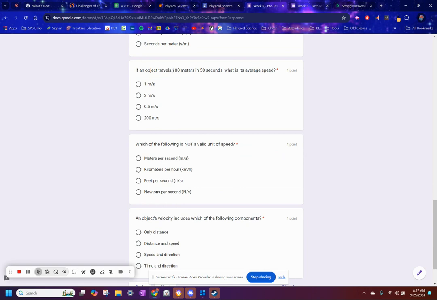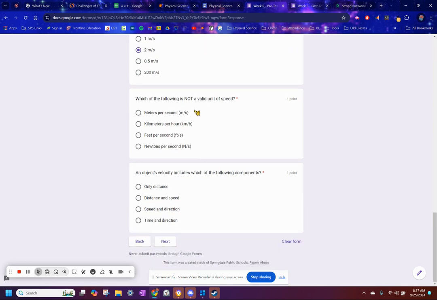If an object travels 100 meters in 50 seconds, what's its average speed? Distance divided by time. 100 divided by 50. 50 can go into 100 two times, so 2 meters per second. Which of the following is not a valid unit for speed? We need a distance divided by a time. That is a distance divided by a time. Yes, that's in. We haven't even talked about that yet. Divided by time. That's the answer because it says not.